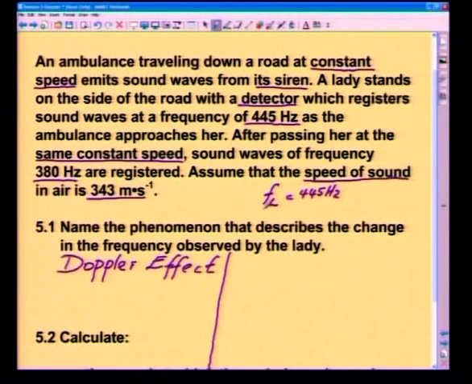Now, this is when the ambulance was approaching. So when it was moving away, we have got another observed frequency. I will call it F prime L. That will be 380 Hertz. This has been recorded as 380 Hertz. Now, we are using the speed of sound v in air to be 343 meters per second.